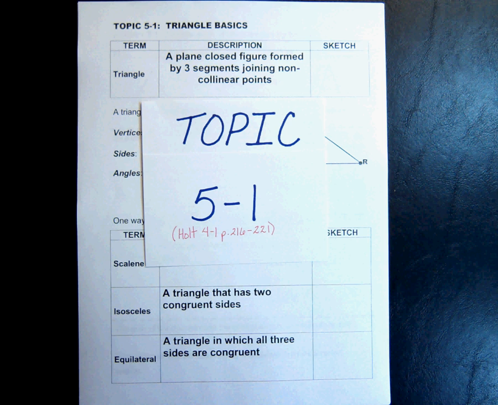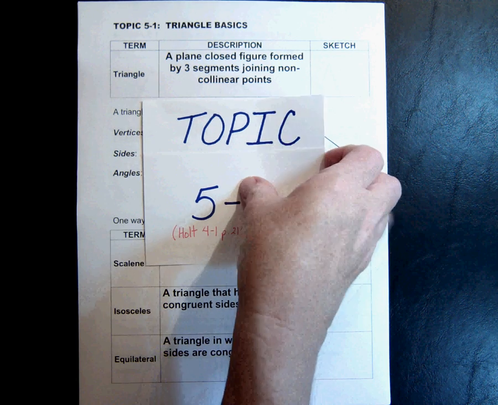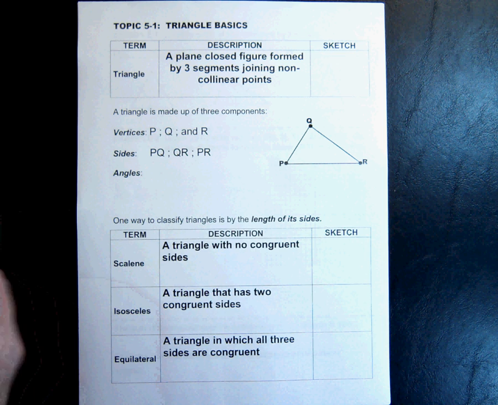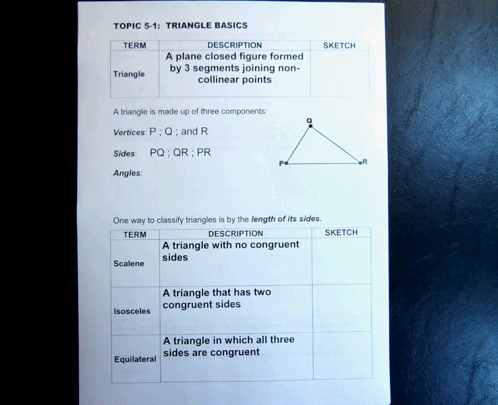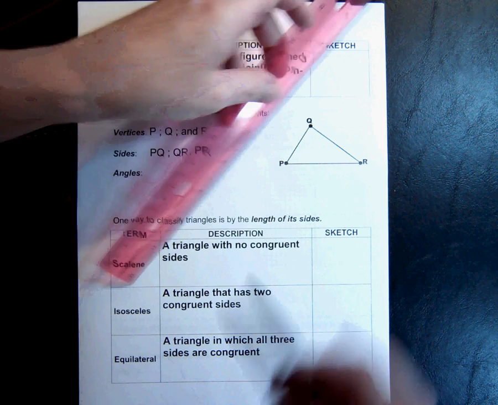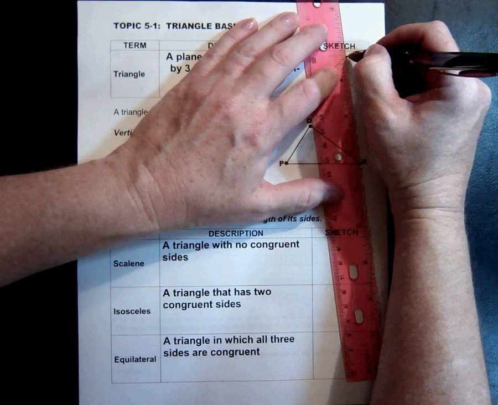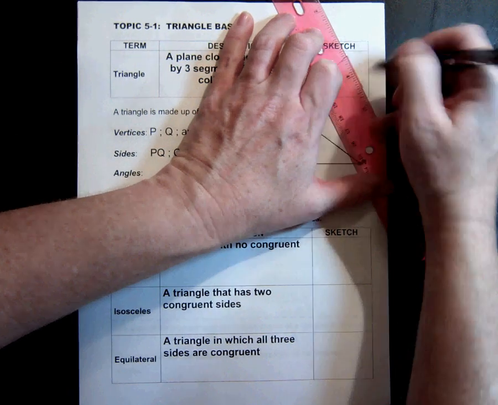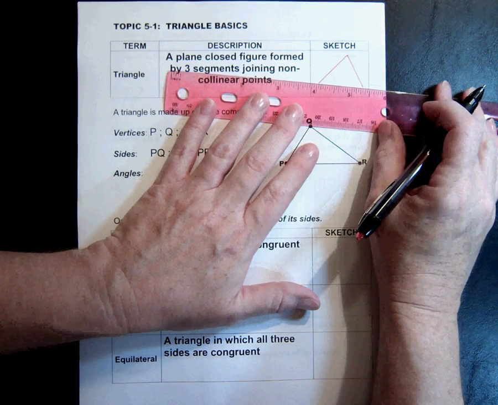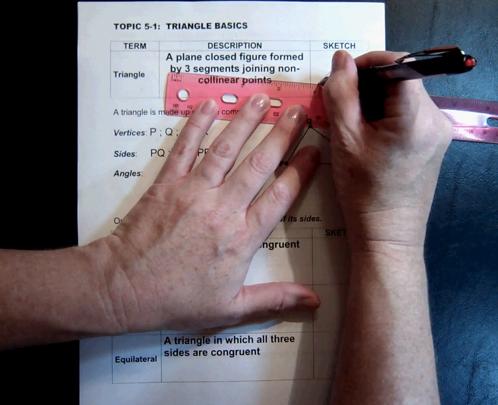Topic 5-1, Triangle Basics. First is a couple of definitions on this page, so take some time and write these in. Triangle: a plane closed figure formed by three segments joining non-collinear points. Remember, non-collinear would be that they do not lie in the same line. So to sketch it, you can use a ruler if you'd like to make them straight lines. Three segments, and a segment has to be a straight line, not a curved line.